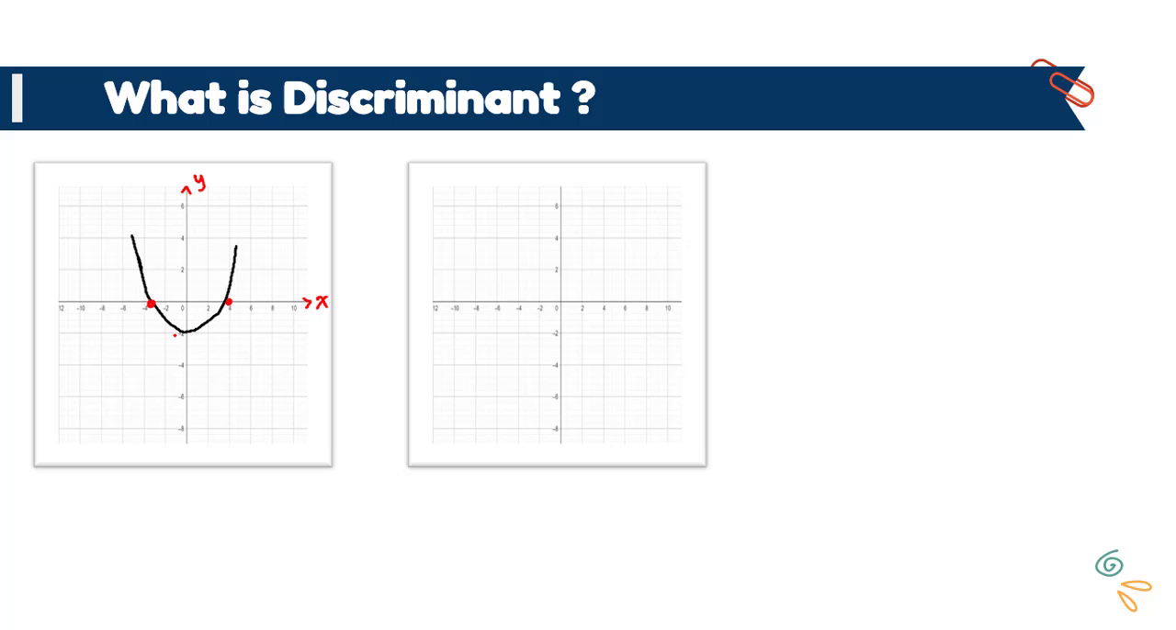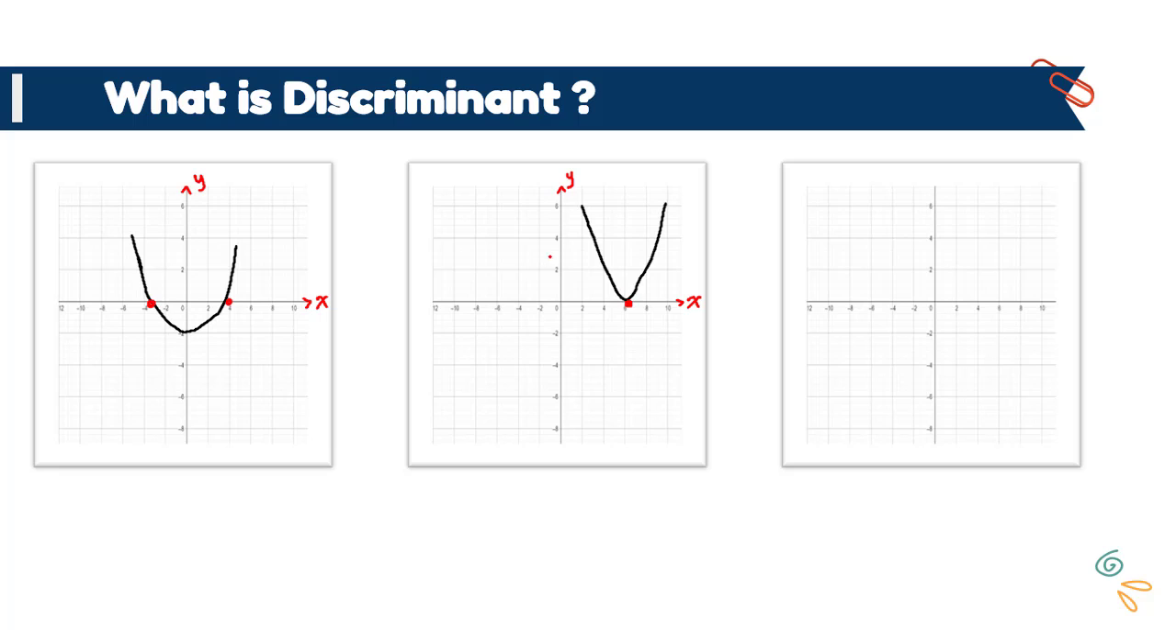And the second possibility, the graph looks like this. This graph has one intersection with the x-axis, which is at this point. And this is the last possibility of the graphs. This graph doesn't have an intersection with the x-axis.